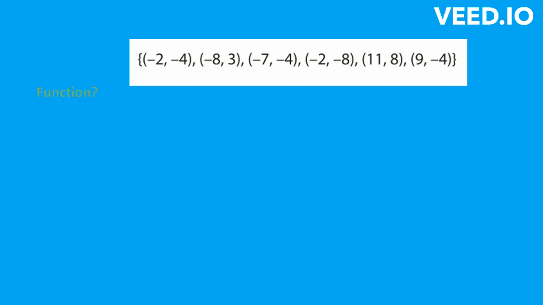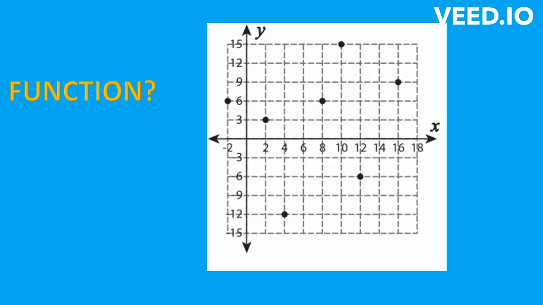Now we have another set here. Is this a function? No. Look at the input values. For minus 2, we are having multiple outputs. So this is not a function. It is still a relation. So is this a function?